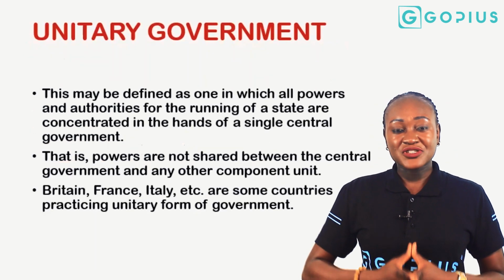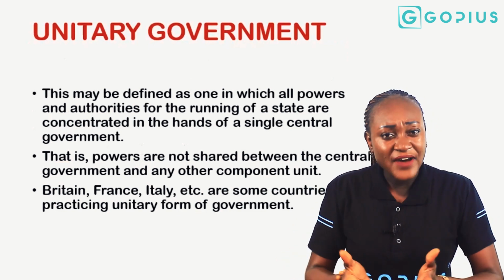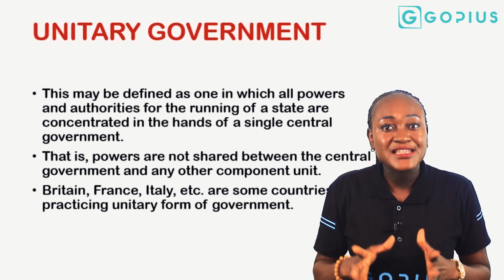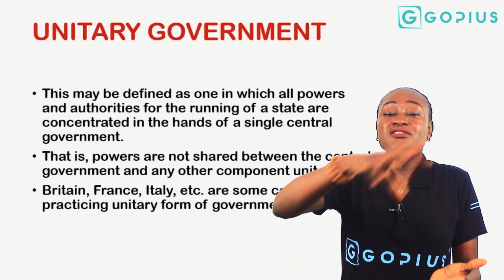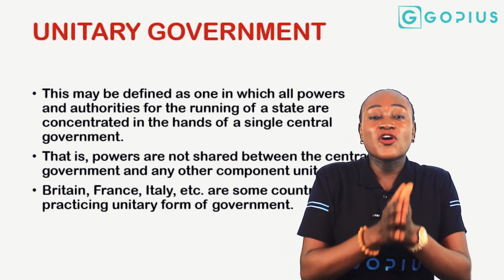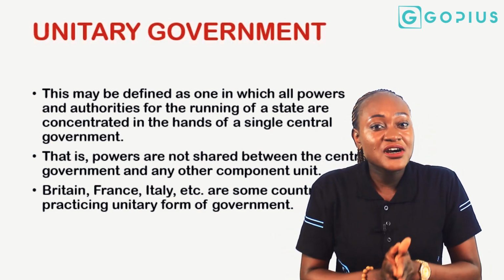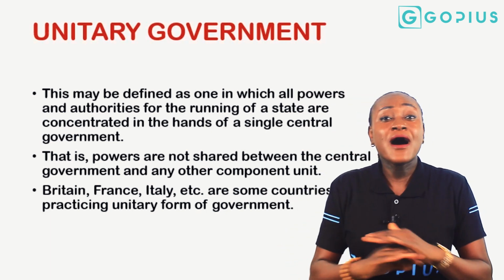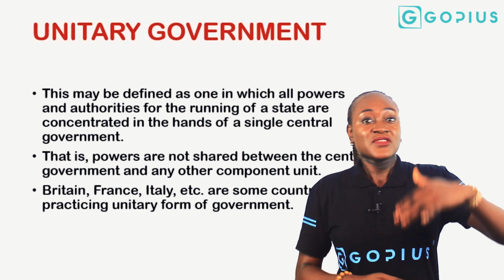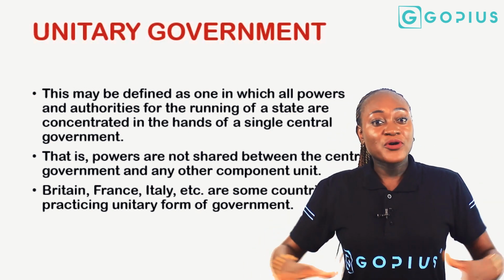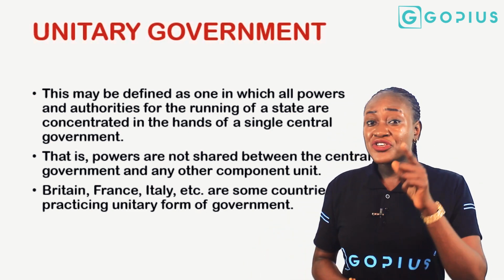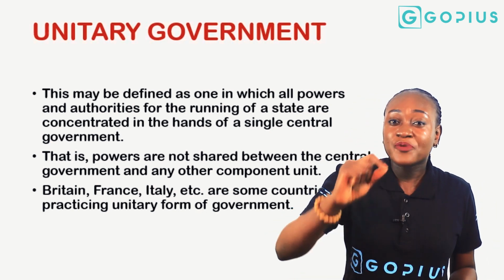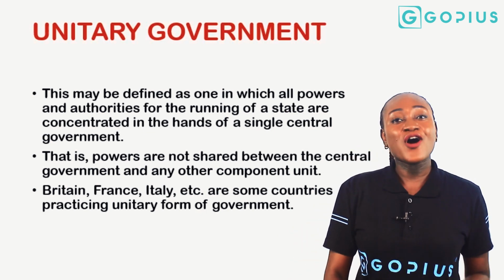Just like the name suggests, unitary, unified, centralized, it means that all powers and authorities for running a state are concentrated in the hands of a single central government. That is the unitary system of government. And so powers are not shared between the central government and the component units of a country. When you look at Britain, France, Italy, you find that these countries practice unitary government.